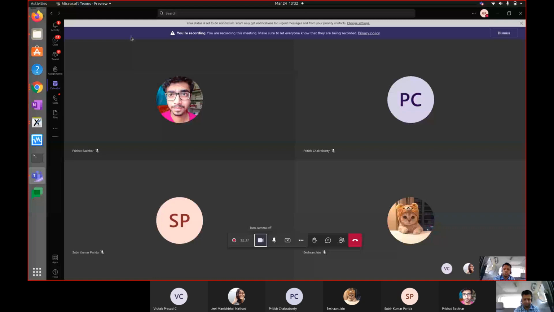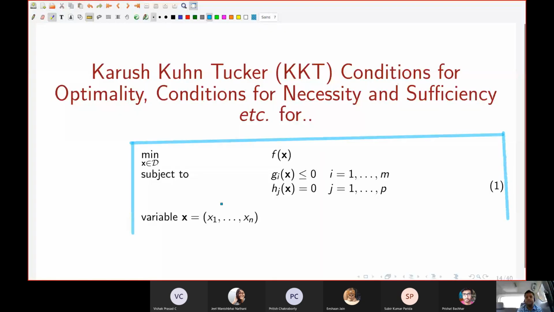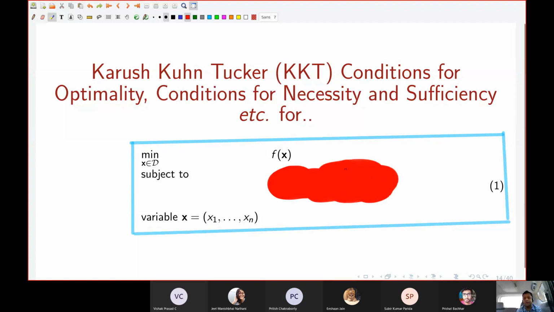And we're going to consider this generic problem. You're trying to minimize f(x) subject to g_i(x) less than or equal to 0 for i equals 1 to m, and h_j(x) equal to 0 for j equals 1 to p. Okay, so these are the constraints we'll have. The variable x is in n dimensions, with m inequalities and p equalities. So basically keep that in mind.